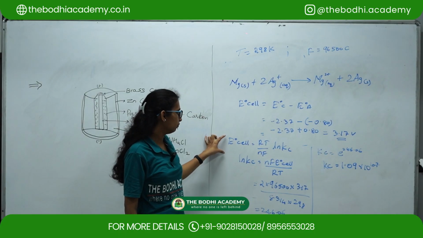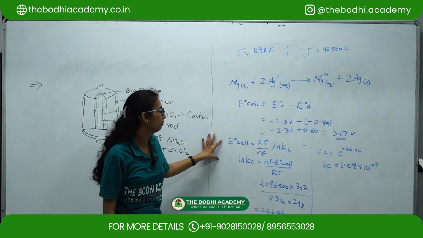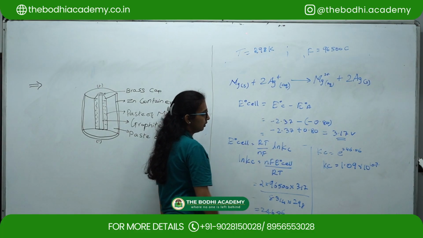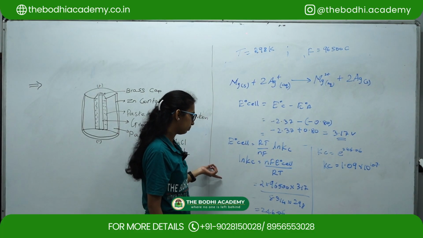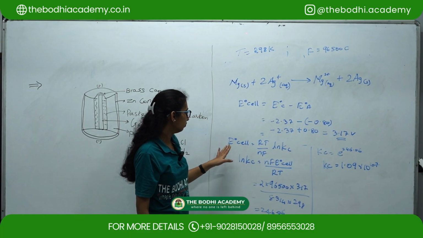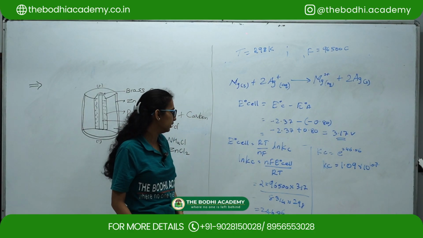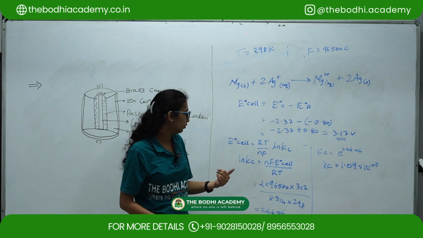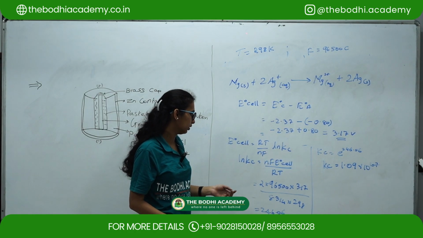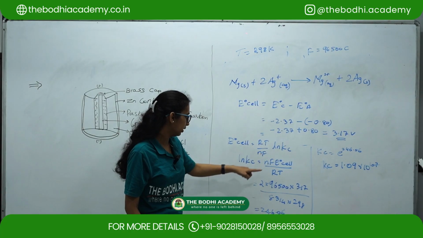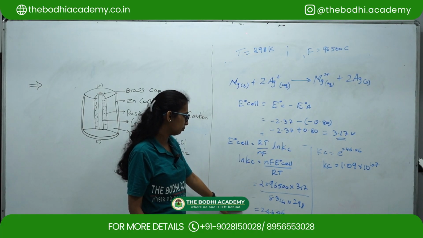Now we have to find the equilibrium constant; they have told us to calculate it. This is the formula. Kc is your equilibrium constant which you have to find. E naught cell equals RT upon nF ln Kc. n is the number of electrons, F is Faraday's constant, R is the gas constant, which is 8.314, and T is temperature. All the things you just have to substitute.